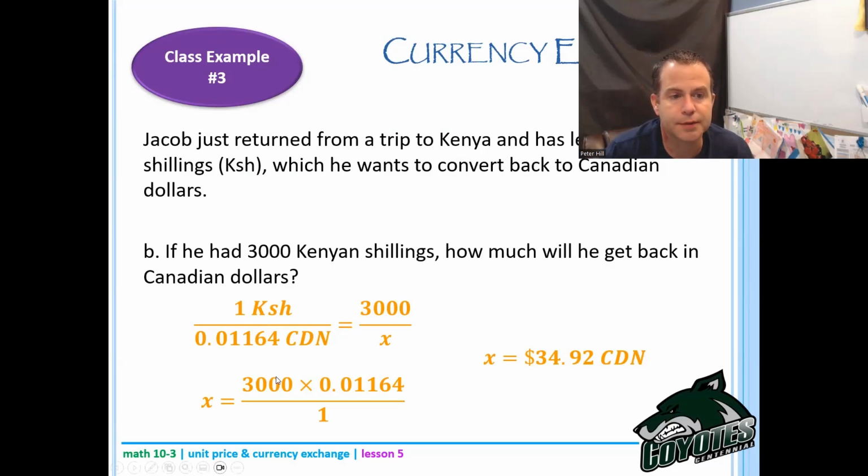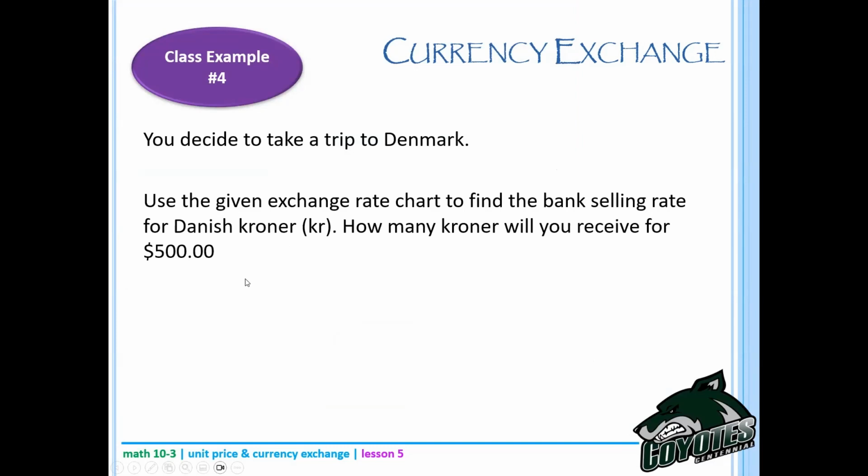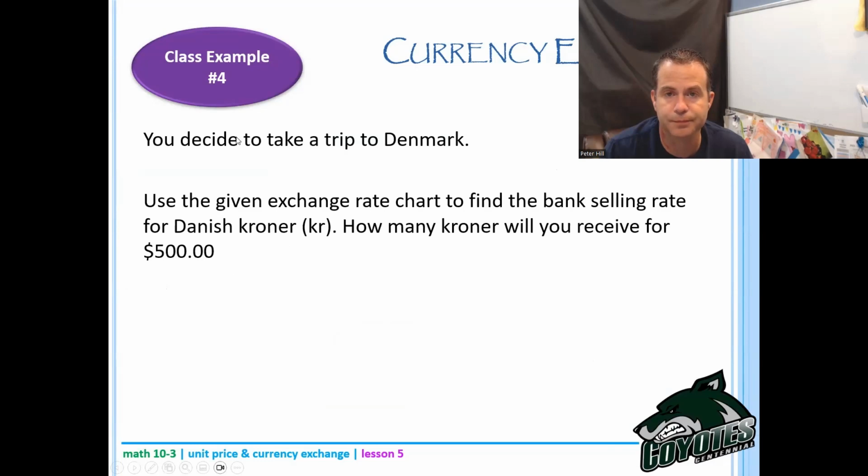All right, awesome. Let's try class example number 4. You decide to take a trip to Denmark. Use the given exchange rate chart to find the bank selling rate for the Danish kroner. How many kroner will you receive for $500? Okay. All right, so we want the bank to sell us kroner. So we're looking for Danish kroner and we're looking for the selling rate.